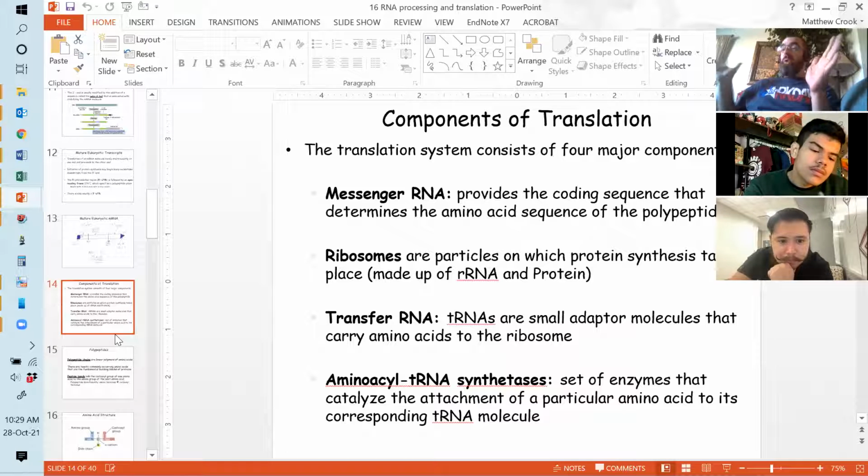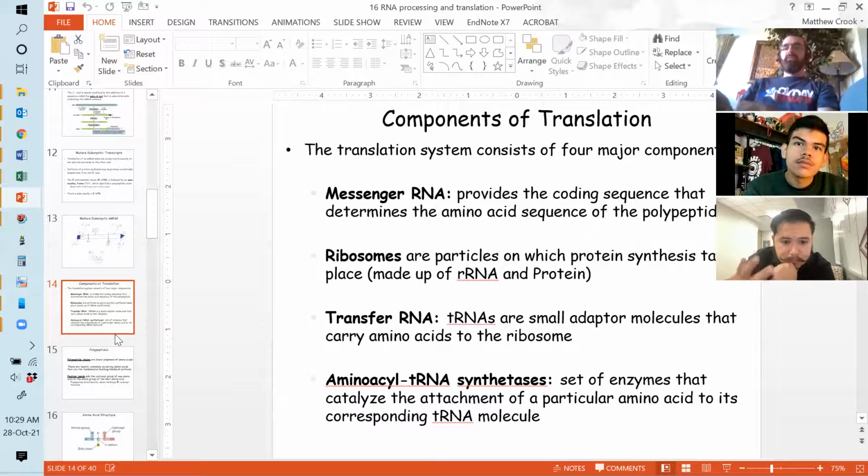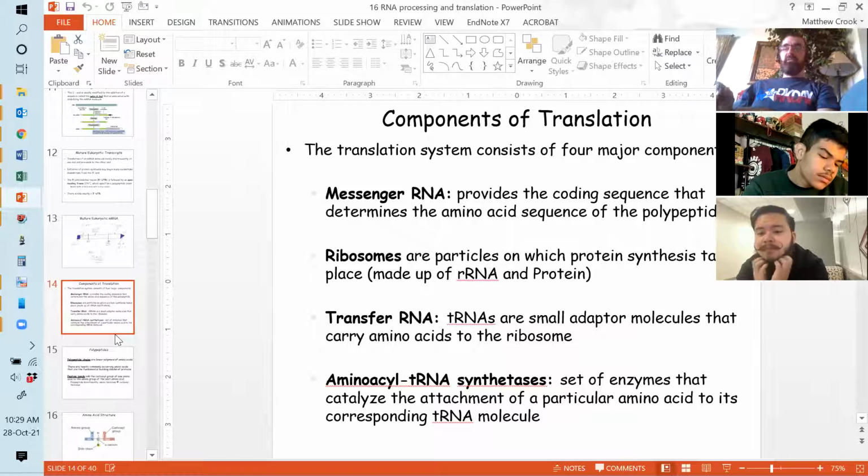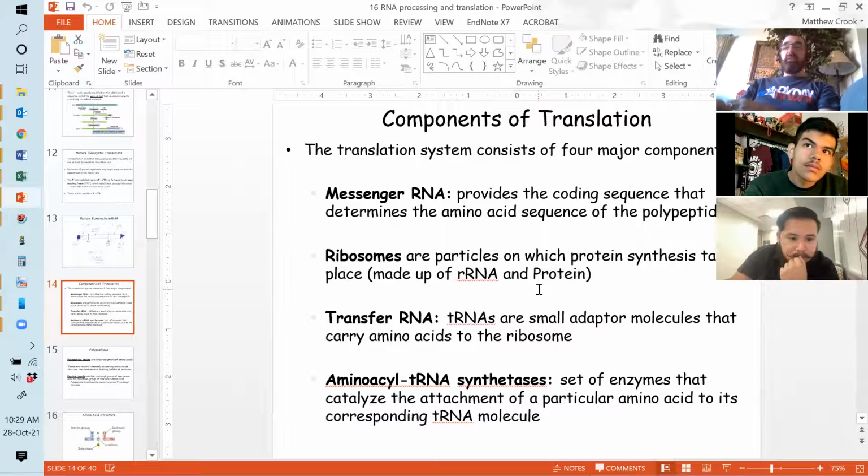And 20 different amino acids, right? So we go from fairly simple information to a lot more complexity. And it is very specific, right? You can only put one particular amino acid where you're told to for one particular codon, right? So it's actually quite an astonishing process.